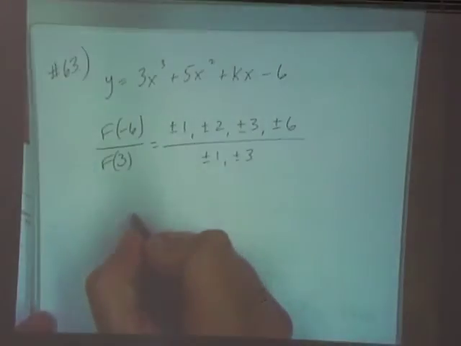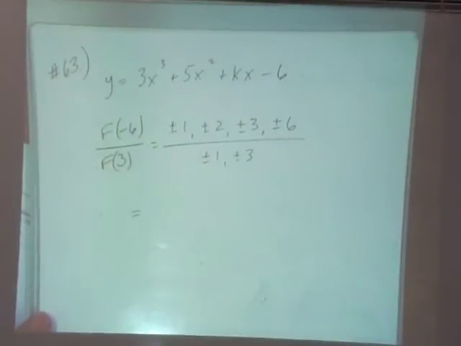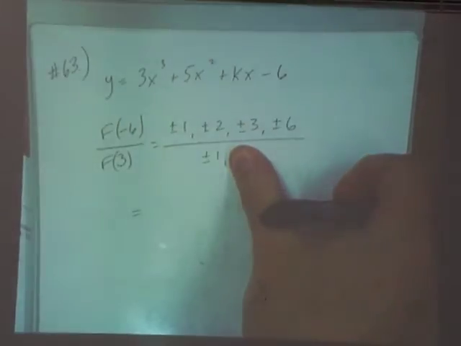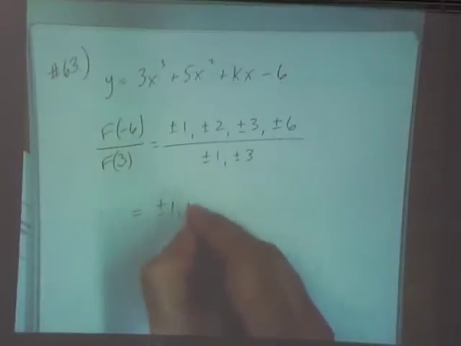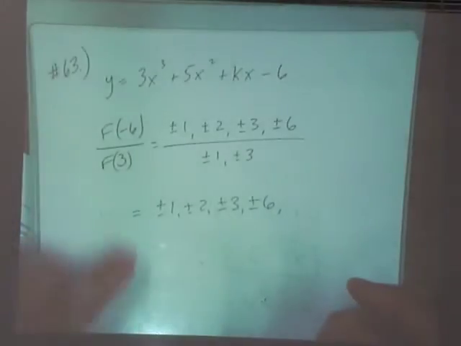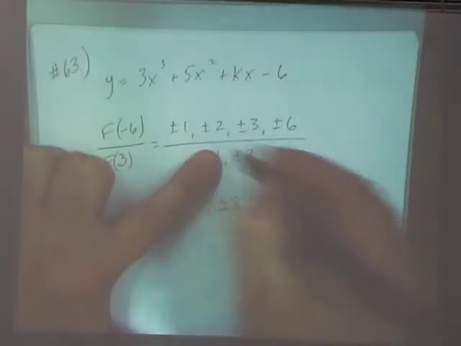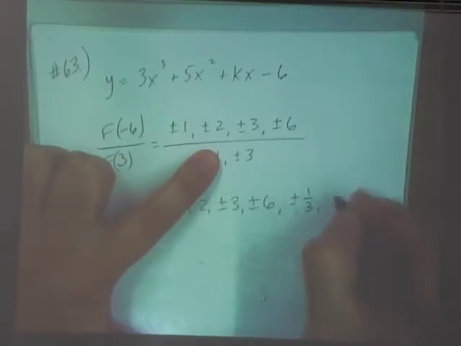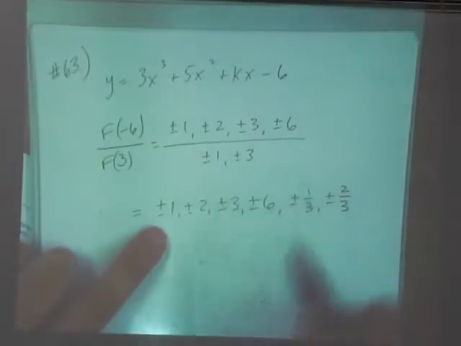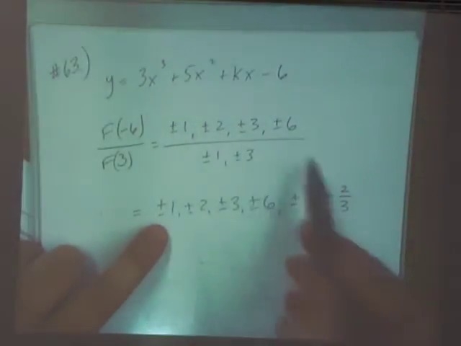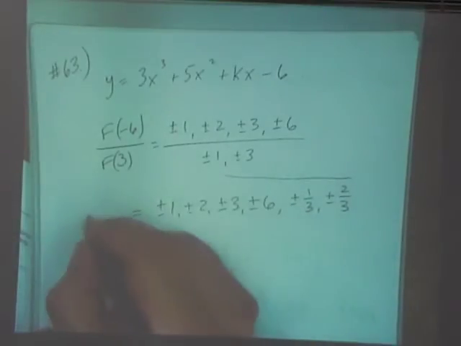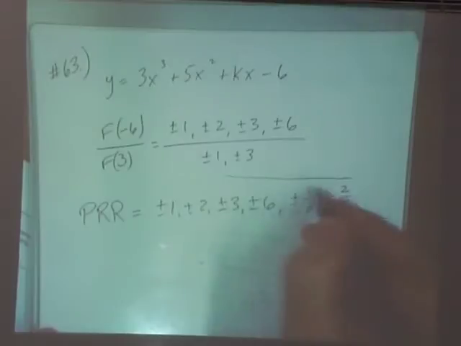Better watch it. Okay, so I gotta list these out now. I'm gonna take one denominator at a time. I'm gonna take all those numbers over 1, which is just those numbers. Now I'm gonna take all those numbers over 3. So 1/3, plus or minus 2/3. 3 over 3 is 1. I've already got that, so don't write it again. 6 over 3 is 2. I've already got that. So we're done. There's my possible rational roots.